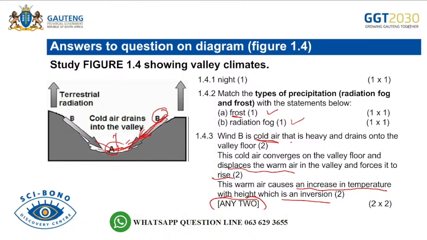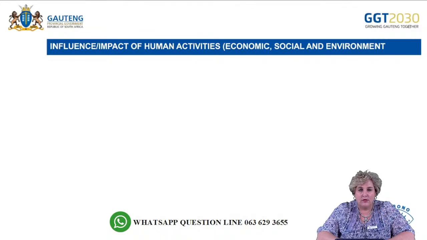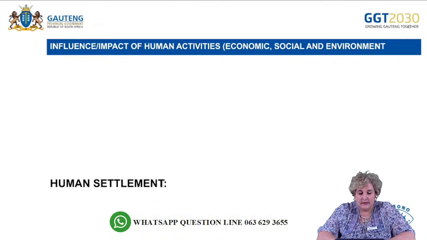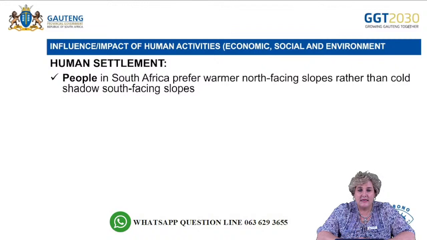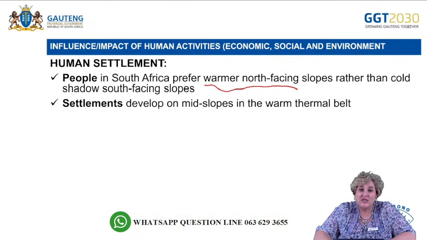Okay, I think and I believe and I trust that it went well with you. Now, boys and girls, now that I have radiation fog, slope, valley, anabatic, and katabatic winds, what is the impact that humans can have on this, or the impact that these katabatic winds will have on human activities? Okay, first of all, we look at human settlement. People in South Africa, and South Africa is part of the Southern Hemisphere, prefer warmer north-facing slopes rather than cold, shallow, south-facing slopes. So people will prefer to stay on a north-facing slope as it is warmer.